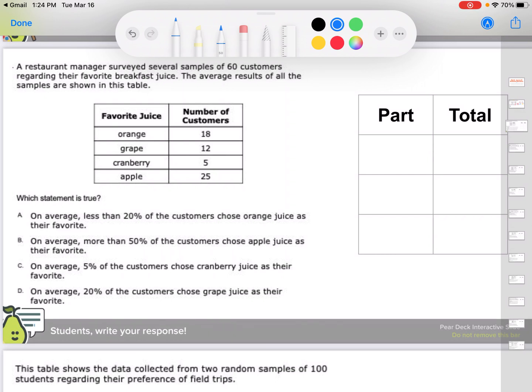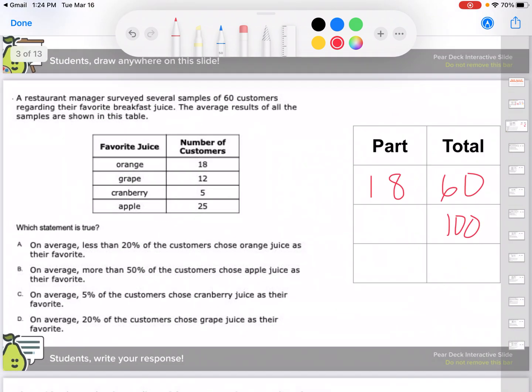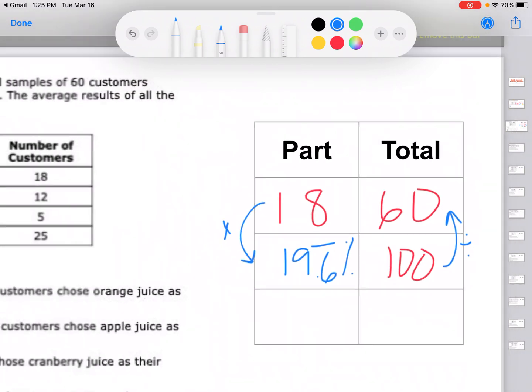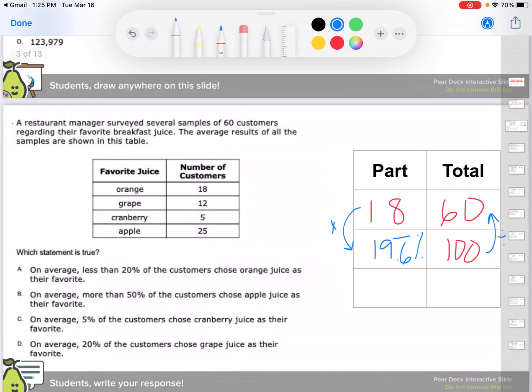So on average, 20% of the customers chose orange juice as their favorite. Well, let's try it. So orange juice is 18 out of 60. And remember, I put my whole as 100%. So now I'm going to divide going this way and multiply coming this way. So I'm going to do 100 divided by 60. And then I'm going to multiply by 18. And I get 19.6 repeating percent. So I think this one's right, but I haven't checked all the rest.